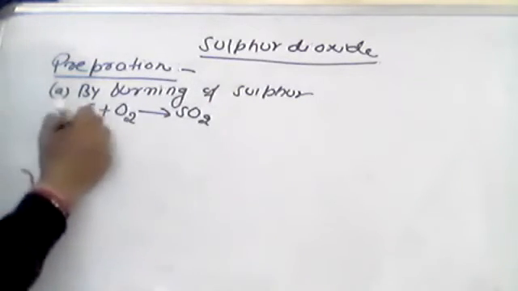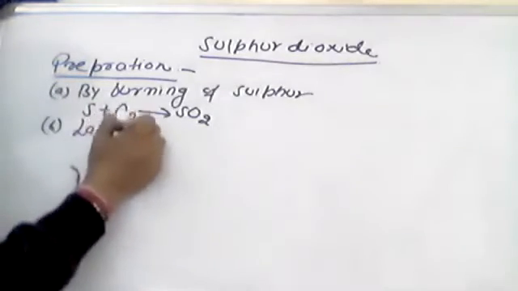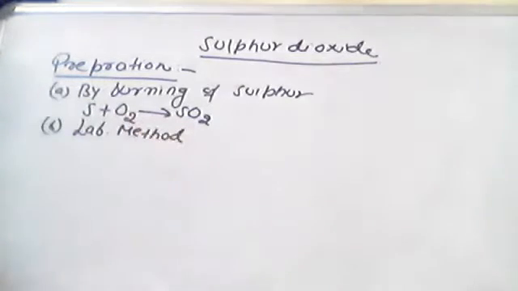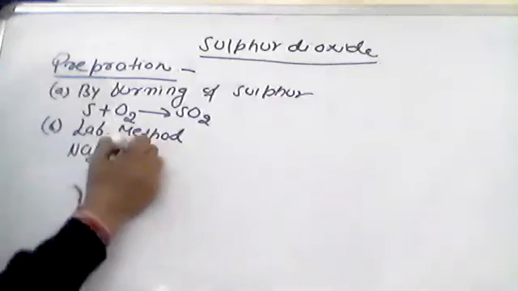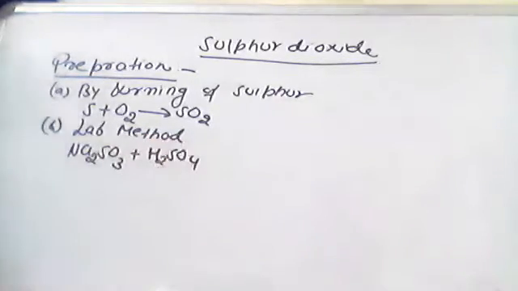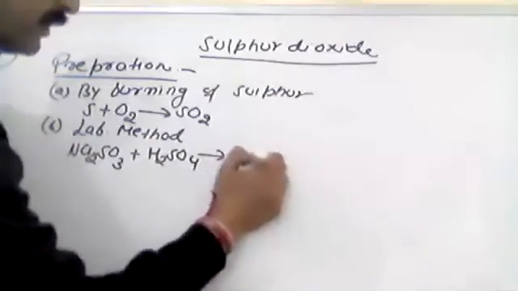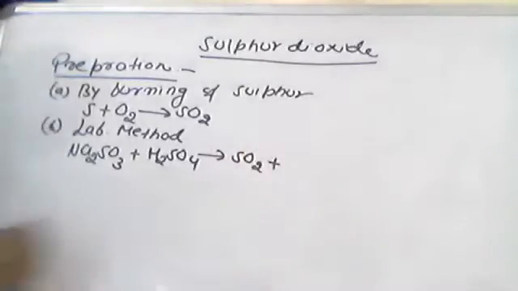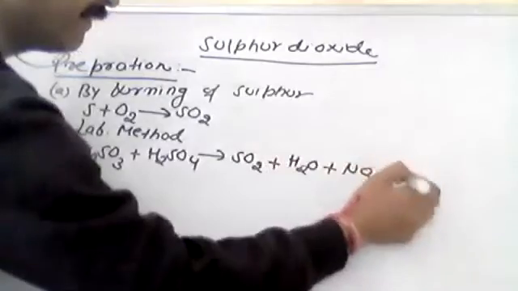This is the first preparation. Second preparation: everything, all the reactions I am discussing with you, are from the NCERT, and you have to be precise with the NCERT only. Just do each and everything from NCERT. You need not go anywhere else. Laboratory preparation. In laboratory, we can prepare it by sodium sulfite, Na2SO3, plus we react it with H2SO4, sulfuric acid. They will react to give sulfur dioxide SO2 plus H2O plus sodium sulfate Na2SO4.